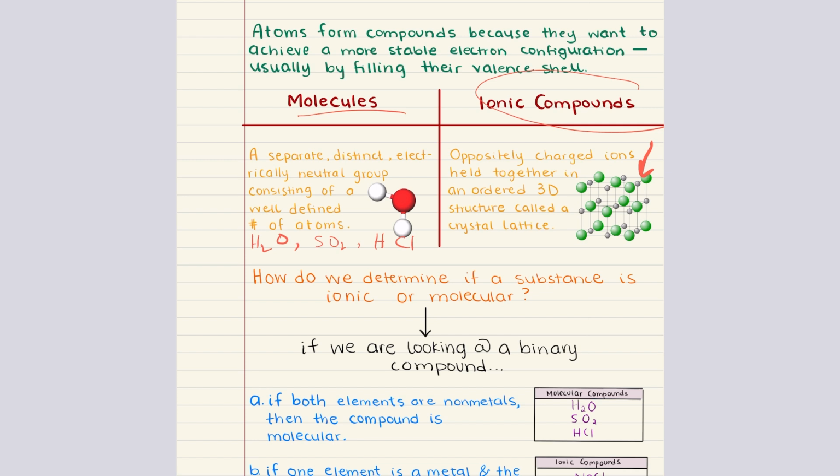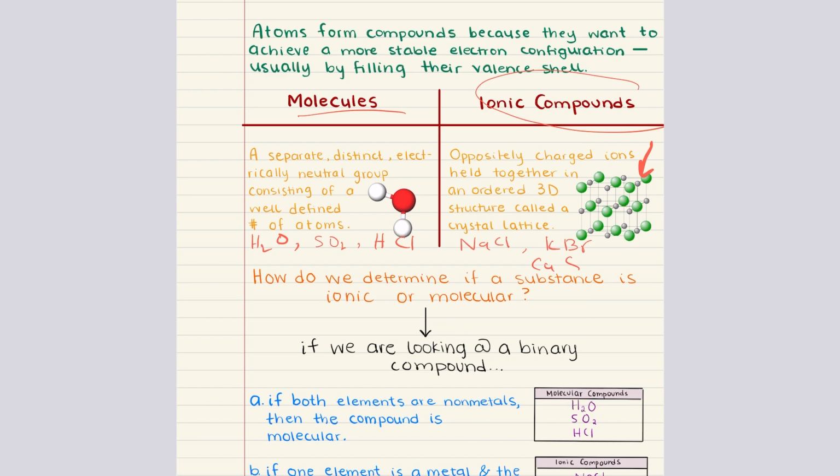Instead of sharing electrons, like in molecular compounds, these substances form when a metal transfers electrons to a nonmetal, and that creates a positive ion, a cation, and a negative ion, an anion, that attract each other due to electrostatic forces. So examples of ionic compounds include sodium chloride, potassium bromide, and copper sulfide, for example. All of these form rigid crystalline structures due to the strong interactions and attractions between their ions.